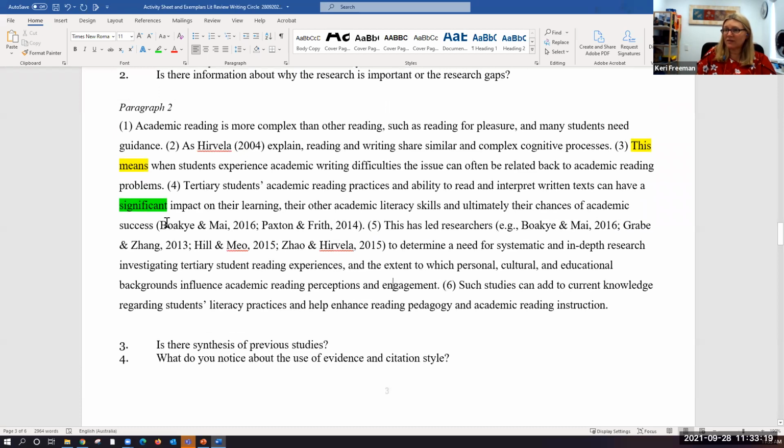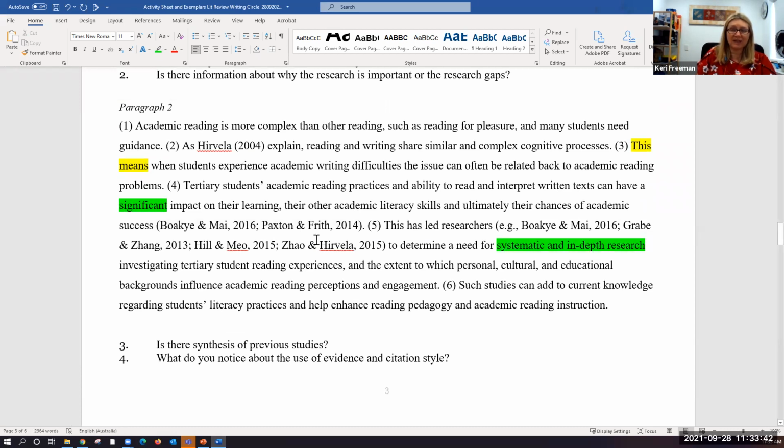And yep, the synthesis of the previous studies. So we've got those ones. So 2 sources there. And then we've got the EG. There's quite a few there. There's Havela again. And then these studies can add, meaning studies that do systematic and in-depth research.